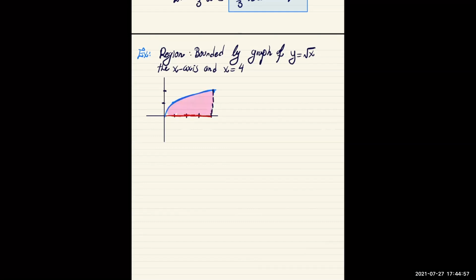Let me just copy and paste this graph because I'm gonna use it again. And let's just say that the region is going around the x-axis again. If it's going around the x-axis, there is nothing interesting going on, right? So let's make it go around a different axis.